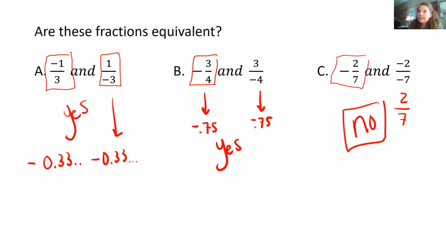So what's the takeaway? The takeaway is you can put your negative sign in any of these three places. They're all fine. And then the other takeaway is if you have two negative numbers being divided, your answer is positive. Okay. All right, you guys. So I hope that helps a little bit.